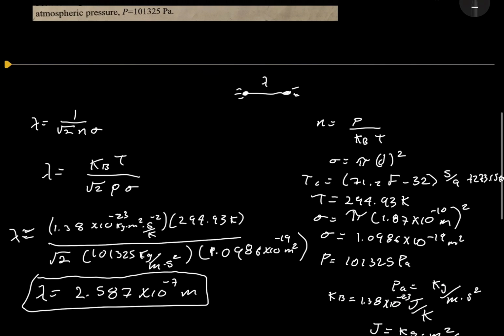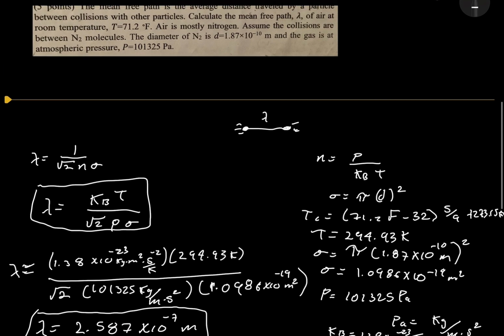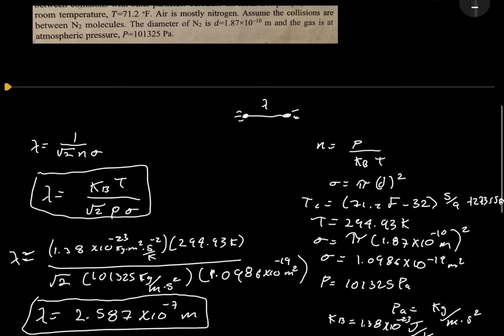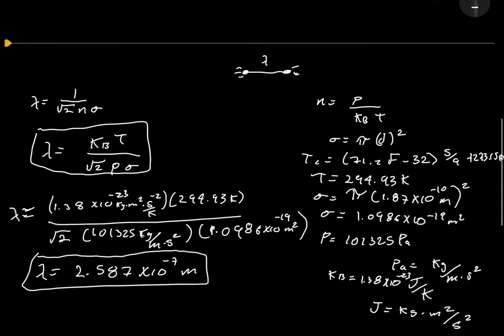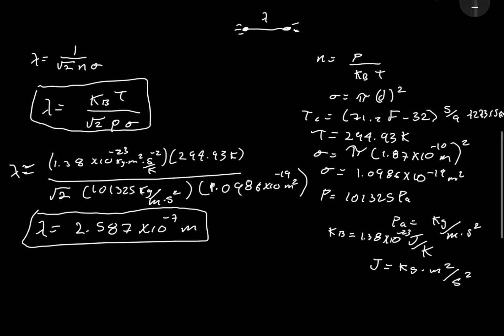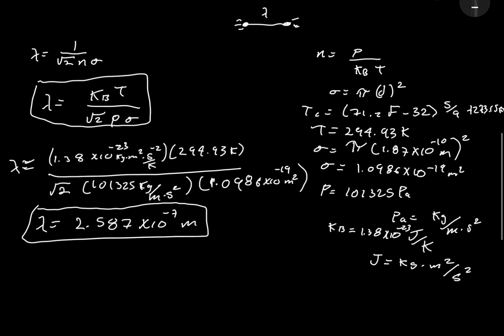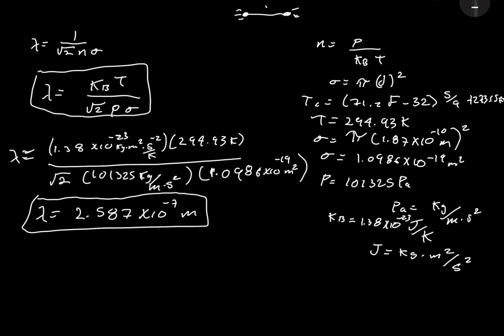So real quick, you can just jump to the conclusion that this is the formula that you need to use if you are asked to find the mean free path and you know the pressure. It's very useful for you to know the units, because then they can cancel out. And of course, the temperature needs to be in Kelvin. And I think that's basically it.